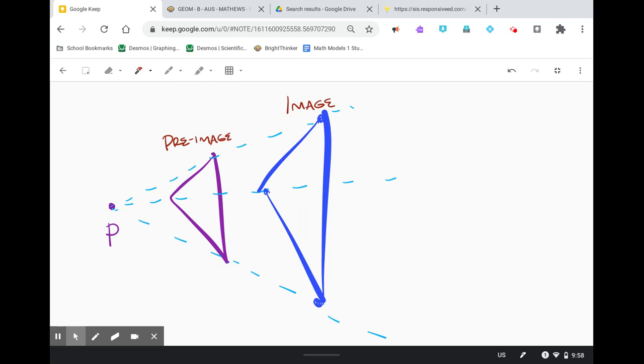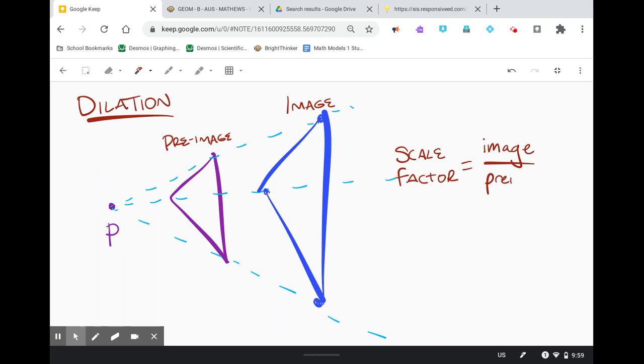And so the main thing that you need to understand about these is basically how the dimensions or the measurements of these two are related. And so we're going to get this concept called a scale factor. The scale factor is basically the relationship between the image, the measurement of the image, divided by the measurements of the pre-image.